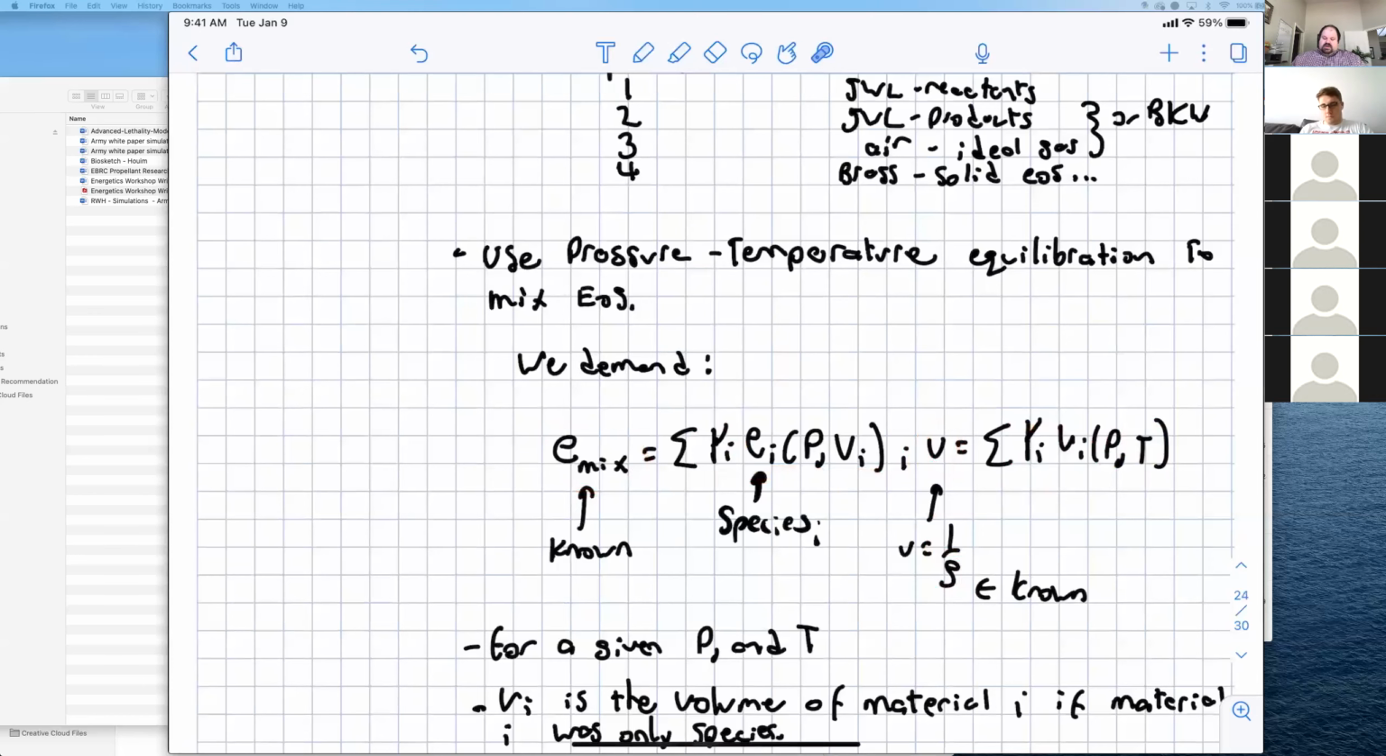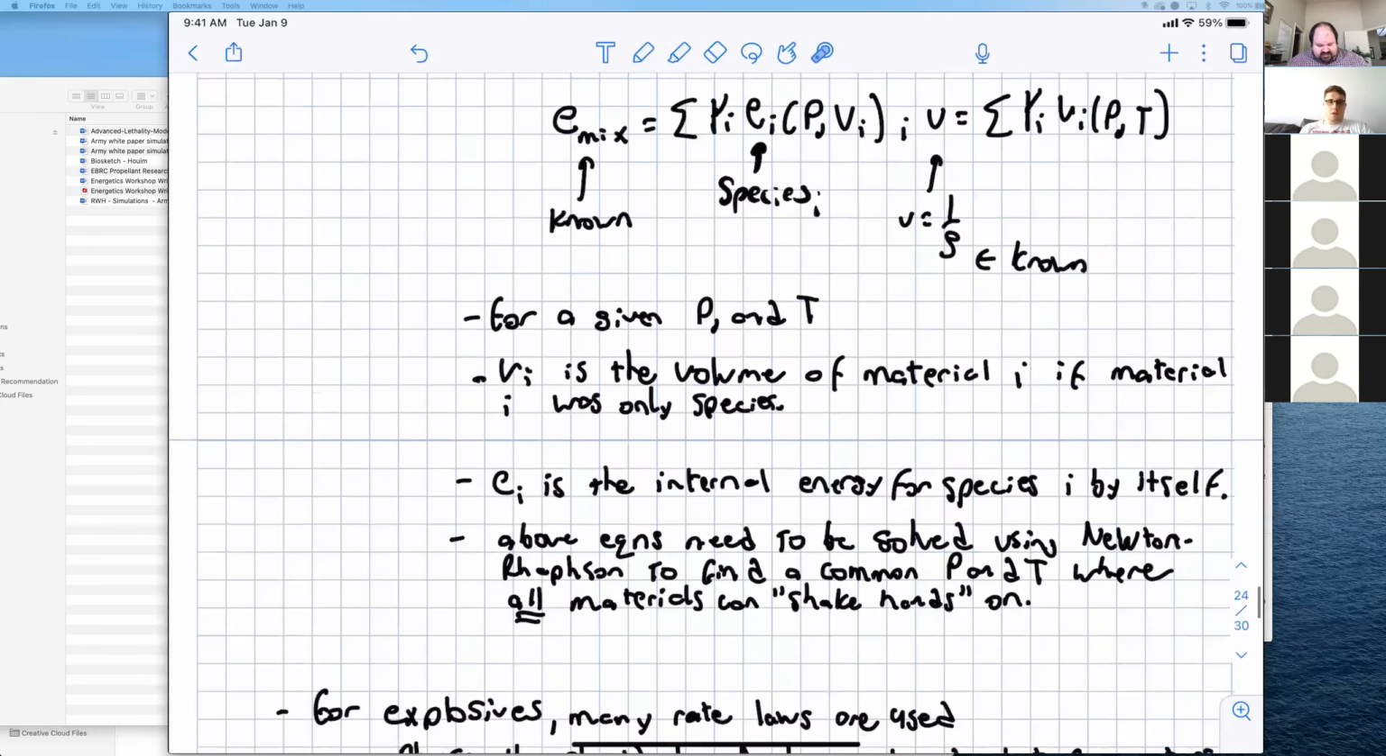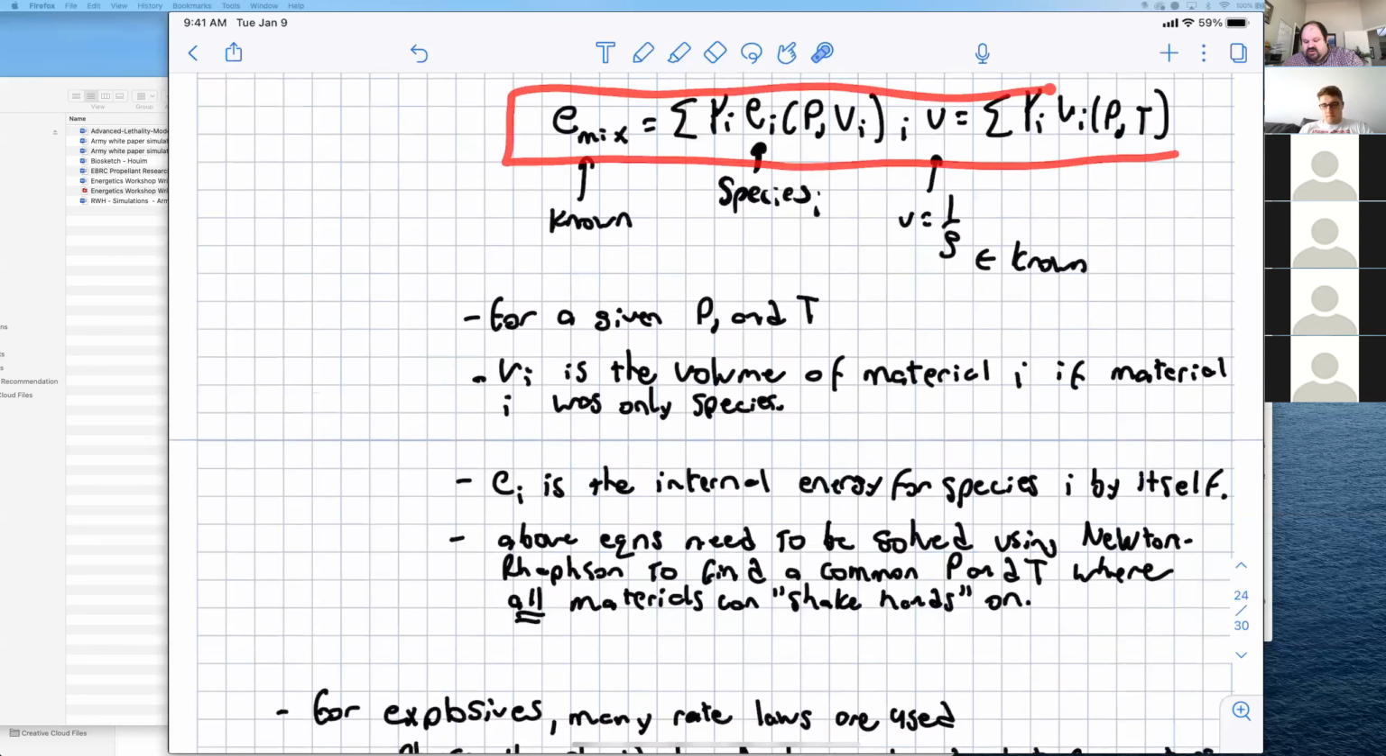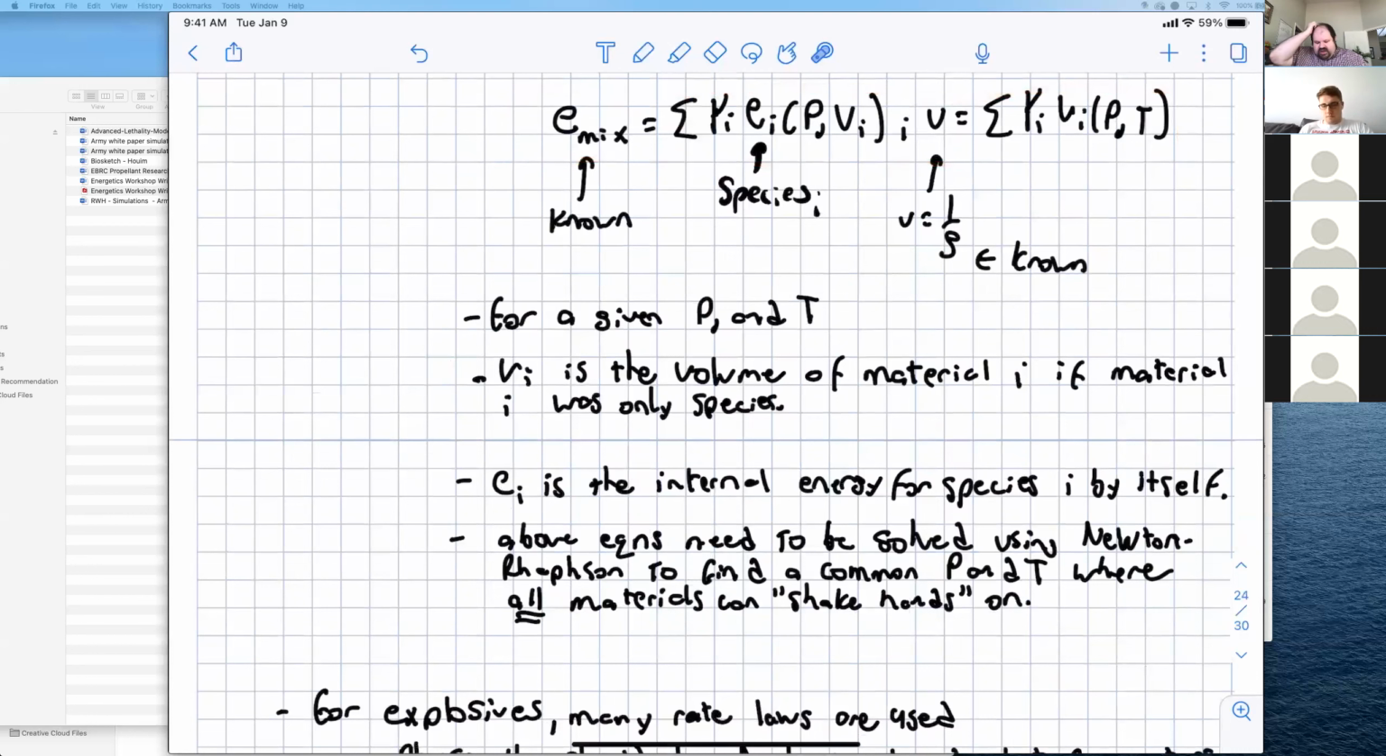And so I basically already said this stuff here. This is a really nasty nonlinear equation solve, and it's most commonly solved using a Newton-Raphson type method to find the combination of pressure and temperature where the equations of state for all of the different materials can shake hands. Okay, and so that's just a little caveat. And that's another reason people don't like reactive burn.